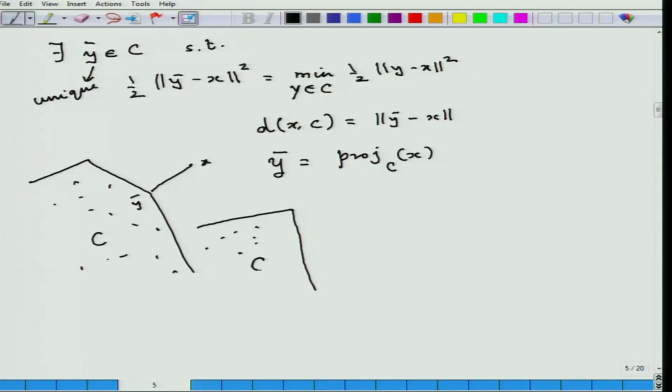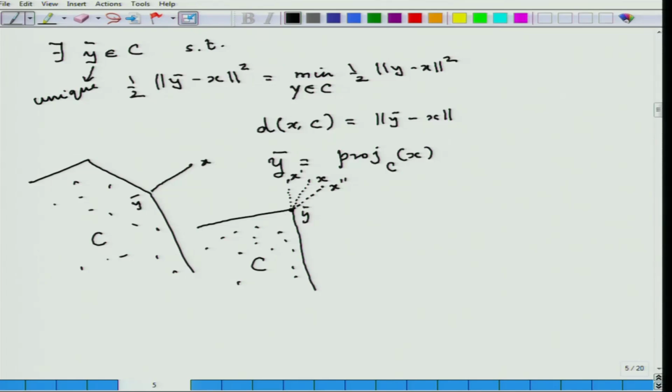Take this convex set C and take this x. This y bar of course is the nearest point from x to C. But you see, if I take another x dash here, it is the same y bar which is the nearest. This is not the nearest, because then it will not be perpendicular, it will be slanted. If you take another x double dash here, then you see the same y bar is the nearest one.